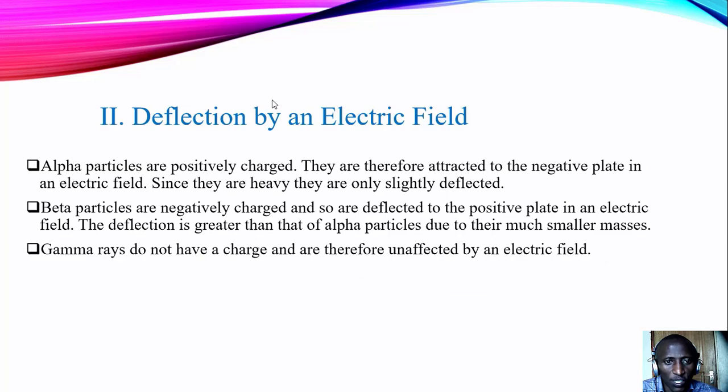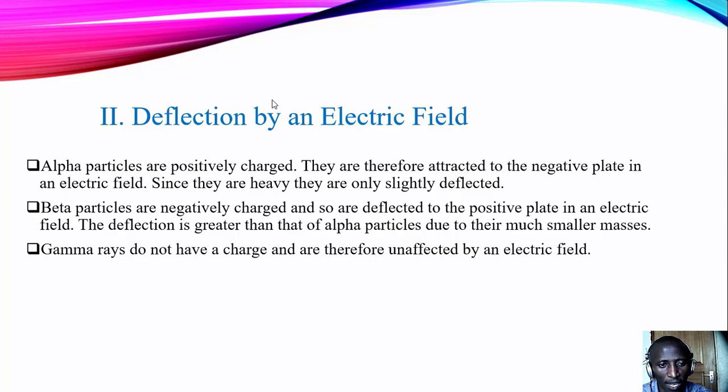Next, let's look at deflection by an electric field. Number 1. Since alpha particles are positively charged, they are therefore attracted to the negative plate of an electric field, and since they are heavy, they are only slightly deflected. When we compare that with beta particles, the beta particles are negatively charged and are deflected to the positive plate in an electric field.